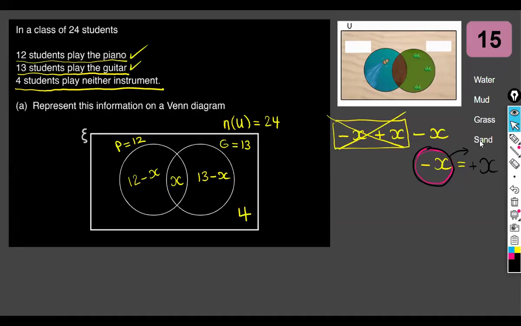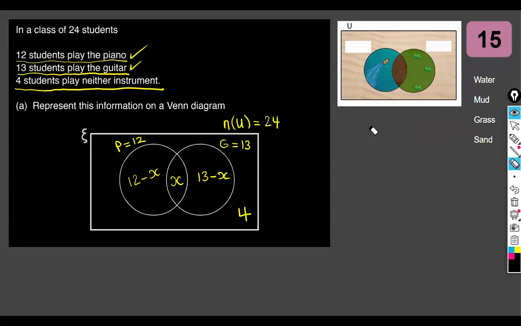So where am I going with all of this? You see, the problem with this question here is we don't know the value of x. It would be so nice if we could figure out what x is. Once we figure out what x is, that whole diagram is going to be very, very simple.